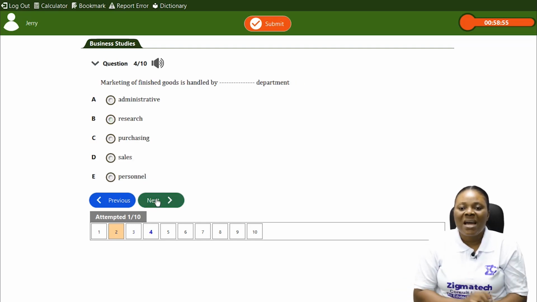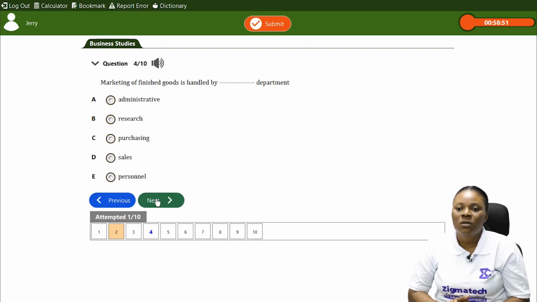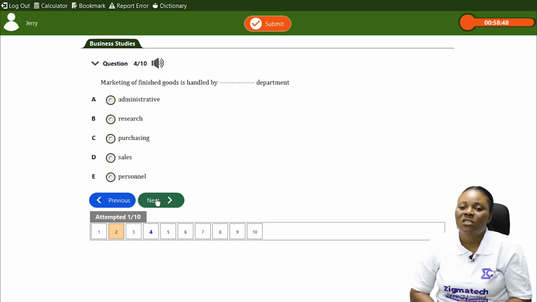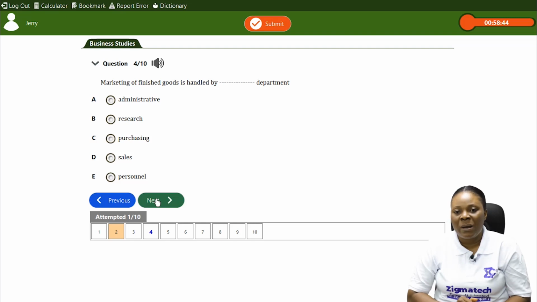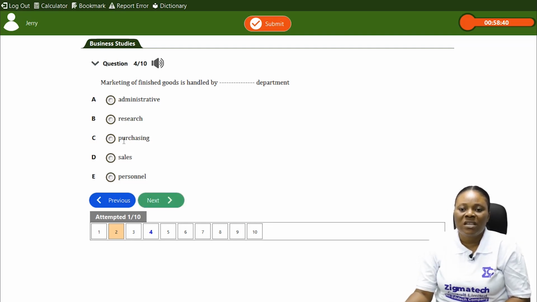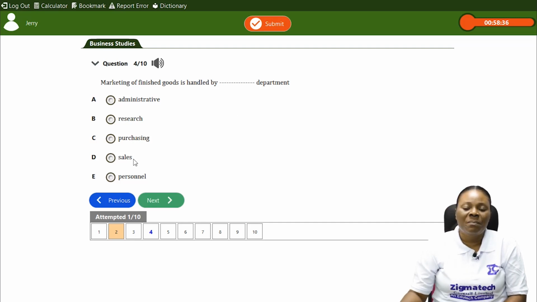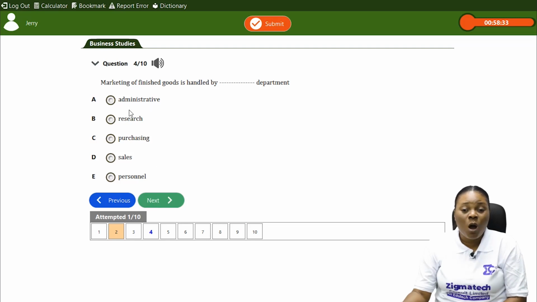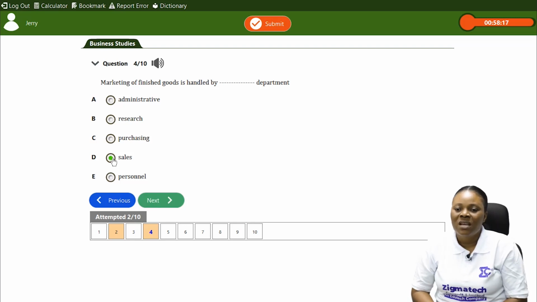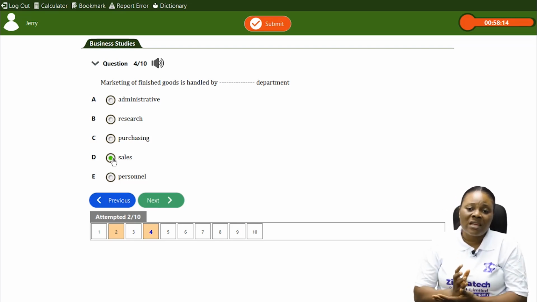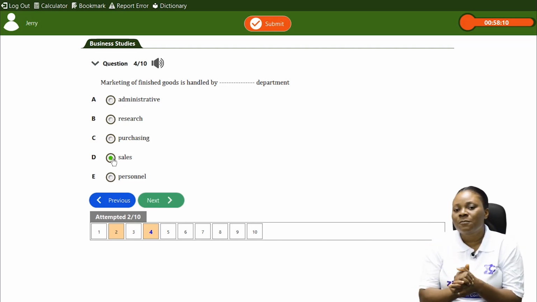The next question says, marketing of finished goods is handled by dash department. We have the administrative department, we have the research department, purchasing department, sales department, personnel department. We looked at all these departments one after the other. So what do you think the answer should be? Looking at it critically, our answer is option D. Marketing of finished goods is handled by the sales department. Remember, I told you that the sales department work together with the production department.